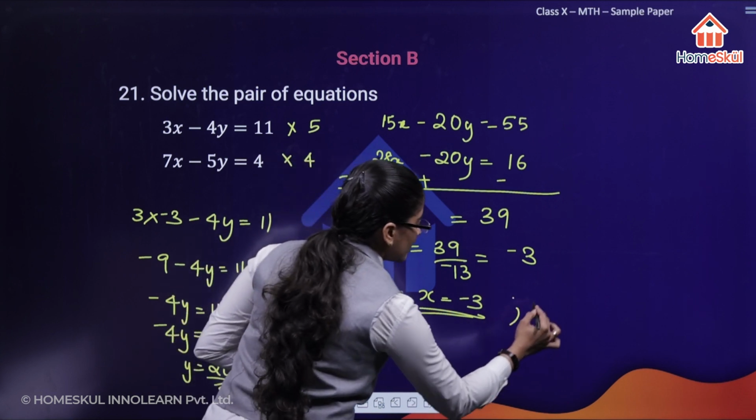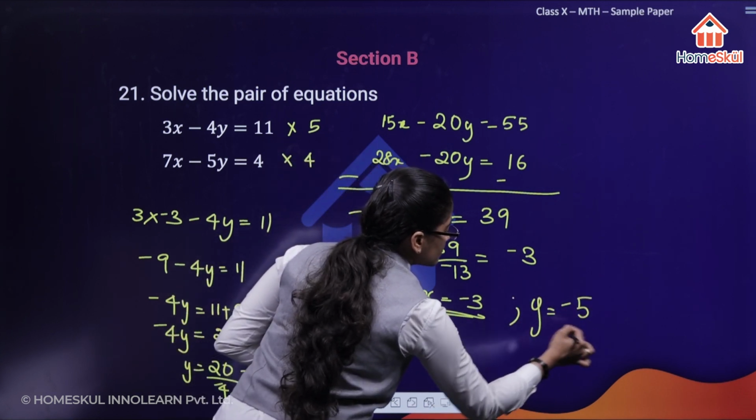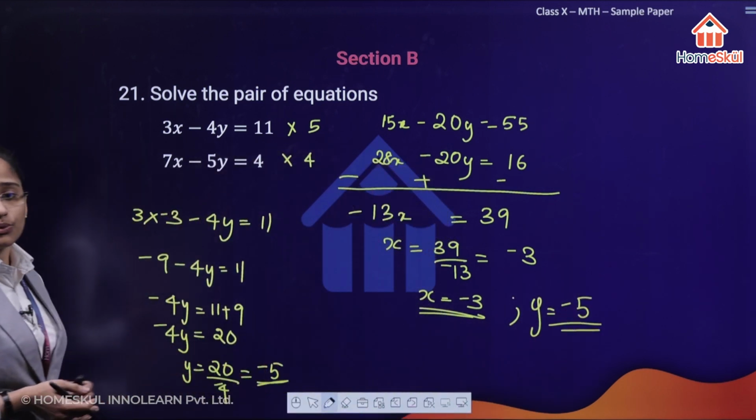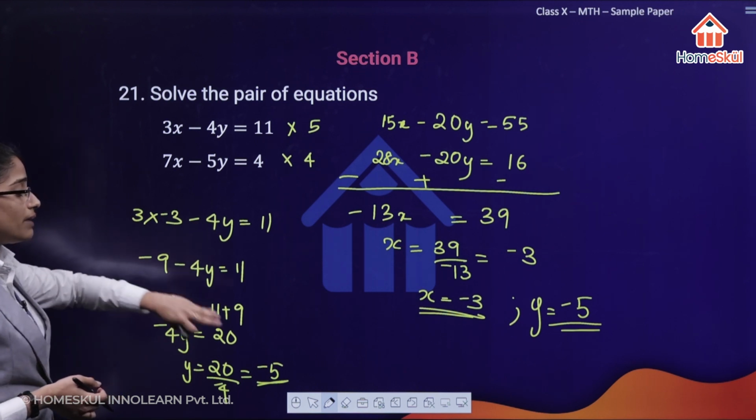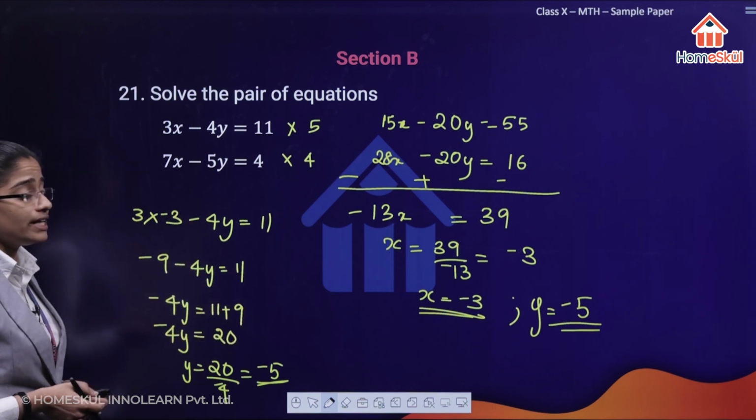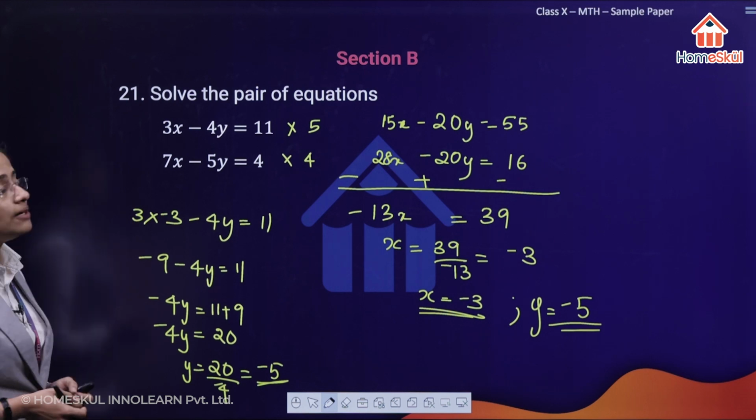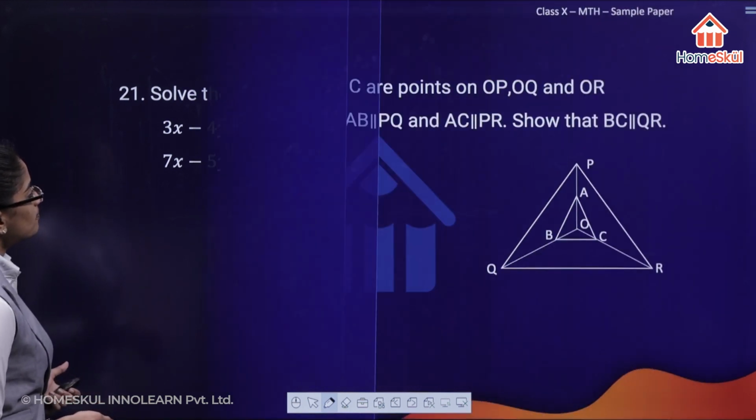So x is equal to minus 3, y is equal to minus 5 are the solution for this equation, or the value of x is minus 3, that of y is minus 5. Okay, clear? Moving on to the next question.